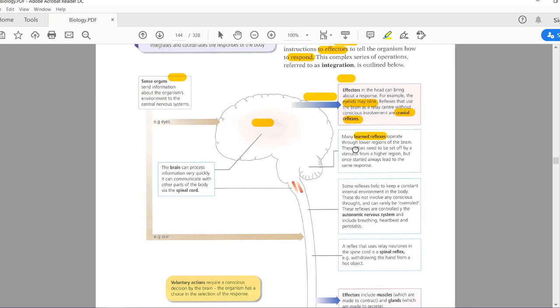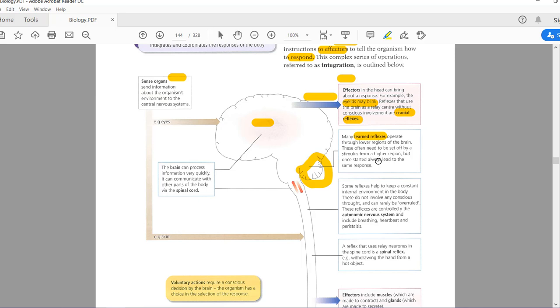This kind of reflex, which part of the brain is responsible for it? It's this part, the lower region of the brain. Many learned reflexes operate through lower regions of the brain. These often need to be set off by a stimulus from a higher region, but once started, always lead to the same response.